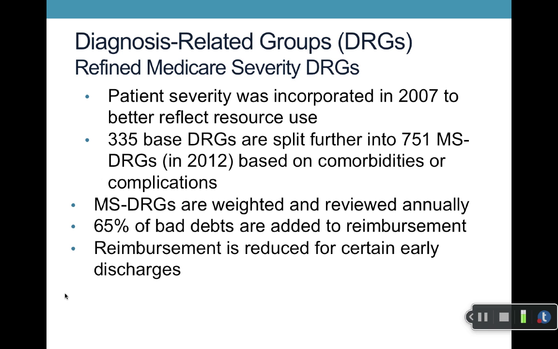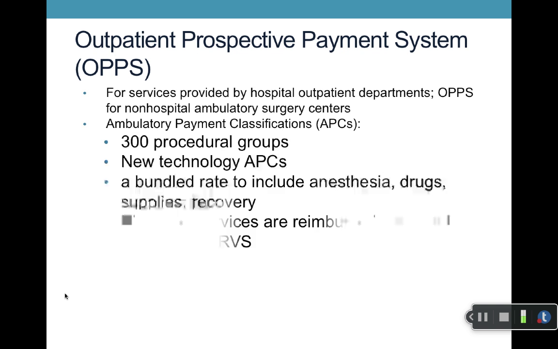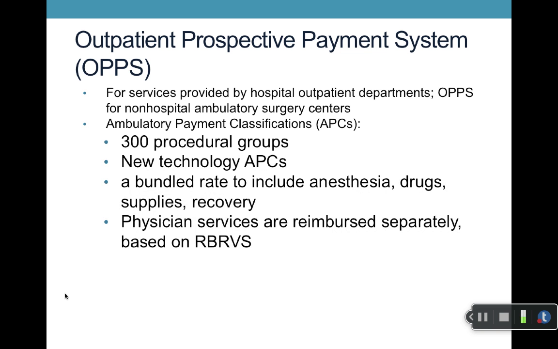Reimbursement is, of course, reduced for certain early discharges. So you're paid for a certain amount, but if the person is being paid for a typical 5-day hospital stay and you get them out in one, you're not going to get reimbursed the full amount on a DRG based system. Now, the outpatient prospective payment system, again, very similar.